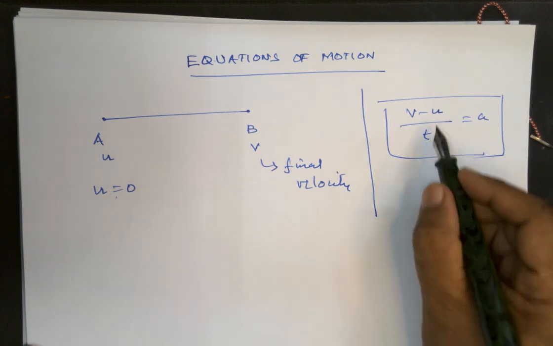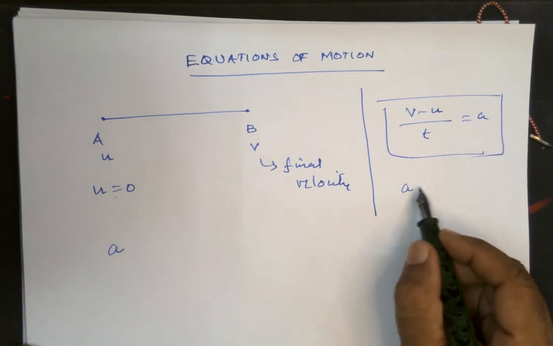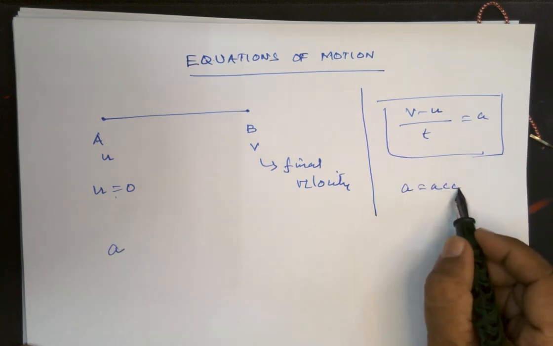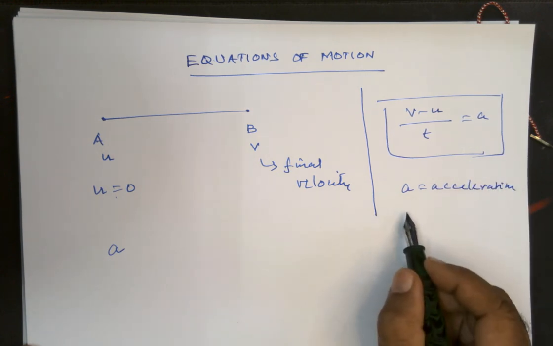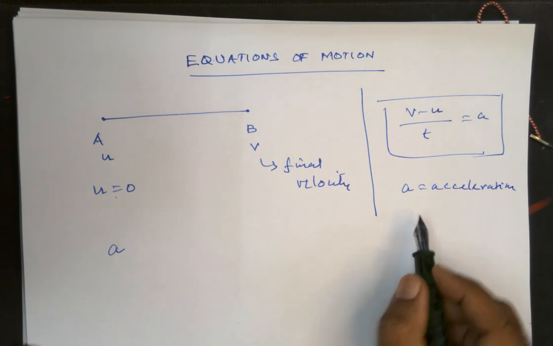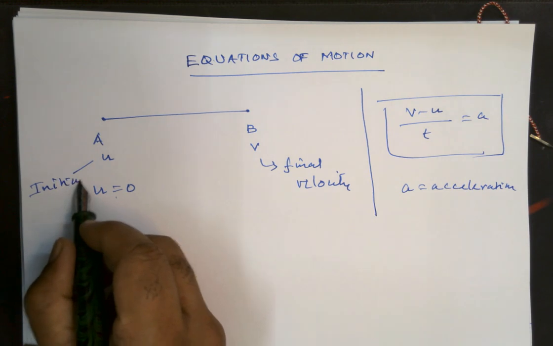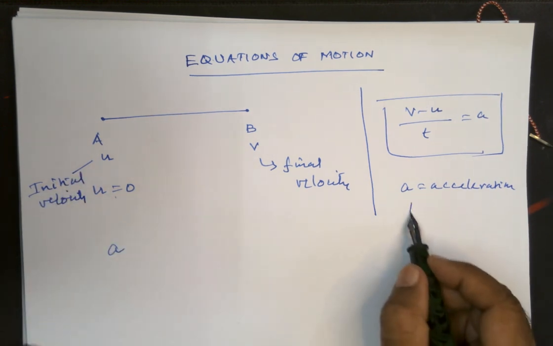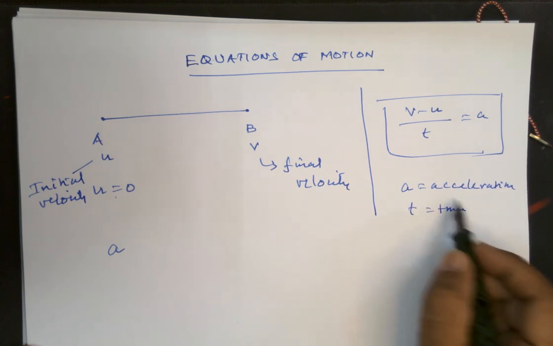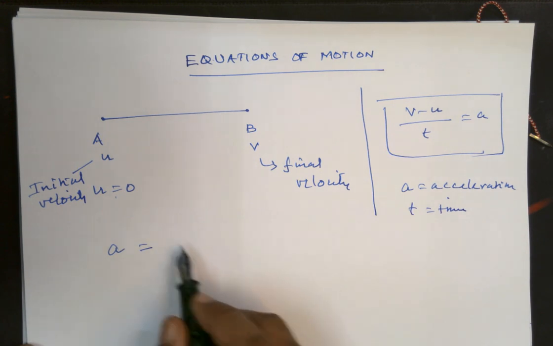So acceleration is nothing but, A stands for acceleration, v is the final velocity, u is the initial velocity, t is time. Therefore acceleration is equal to, what is that? V minus u divided by t.